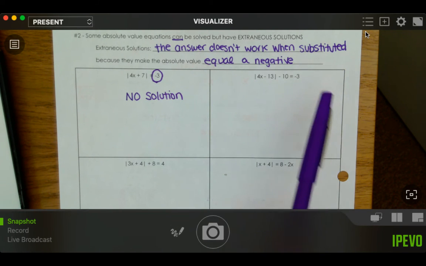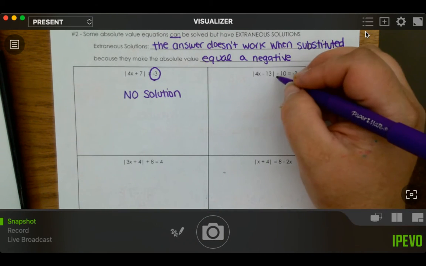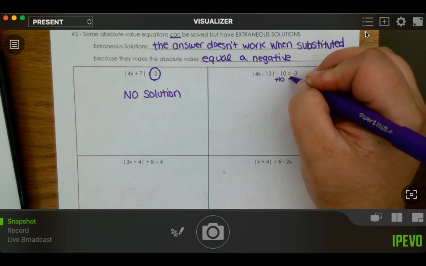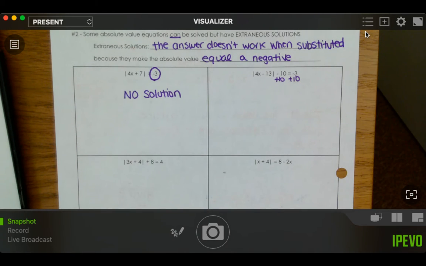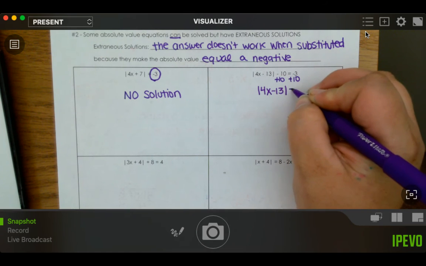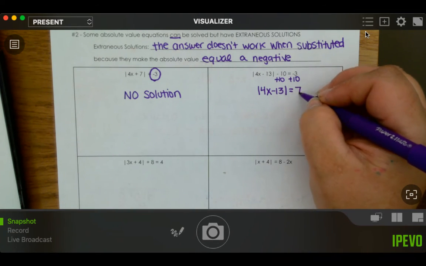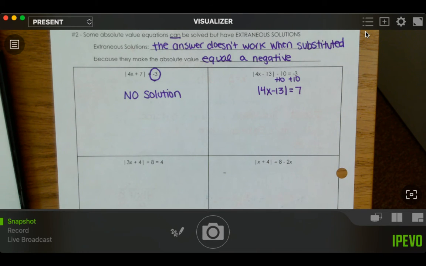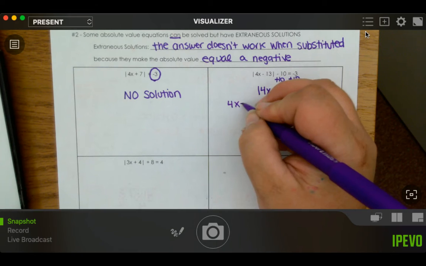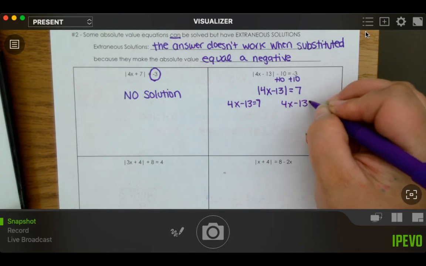Over here, though, be careful because it looks like it's negative 3 like the last one, but you can only tell once you've isolated the absolute value. So we've got to get the absolute value of 4x minus 13 by itself. And when I do that, now negative 3 plus 10 is 7, which is totally, completely fine. So now I need to solve 4x minus 13 equals 7, and 4x minus 13 equals negative 7.